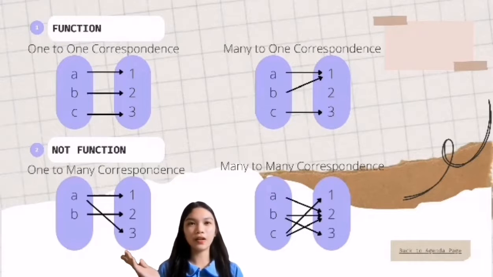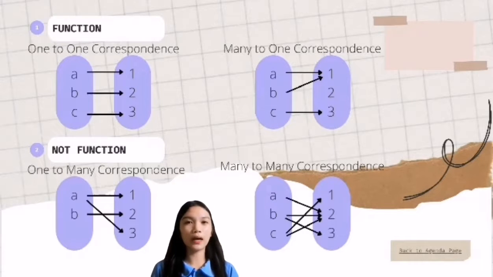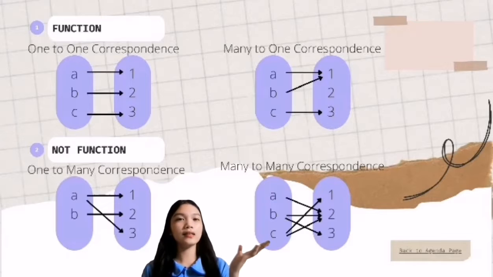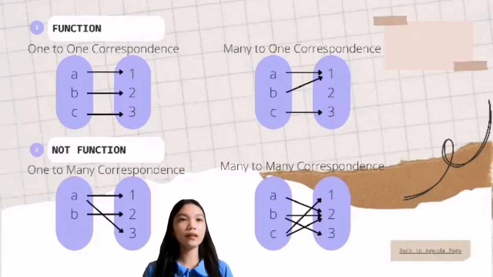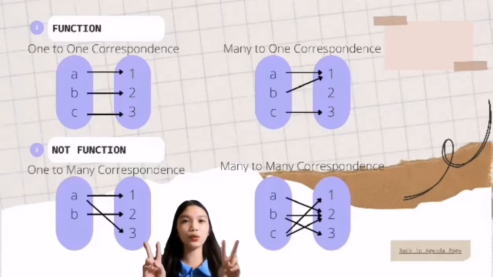This is not a function because there is more than one output for a given input. For the input A, there are 2 output values, which are 1 and 3. This is also not a function because inputs B and C have 2 output values, 2 and 3, and 1 and 3.